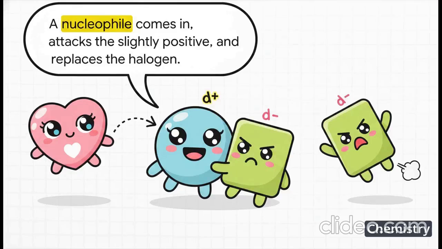So the basic idea is this. You've got your haloalkane with its polar C-X bond, then an incoming group called a nucleophile, which is just a fancy name for a molecule that's attracted to positive charges. It sees that slightly positive carbon atom, and it comes in, kicks out the halogen, and takes its place. A simple replacement. But how it happens, that's the fascinating part.